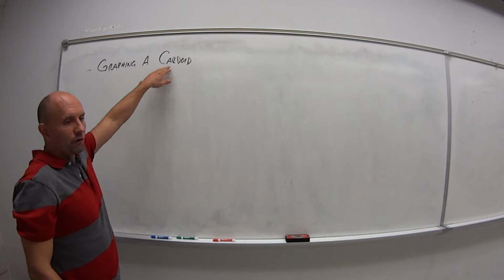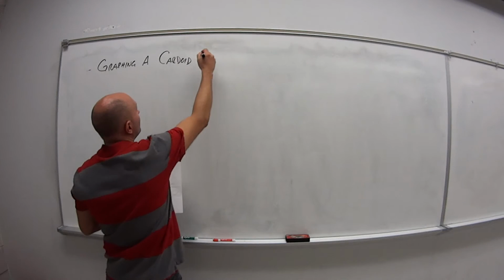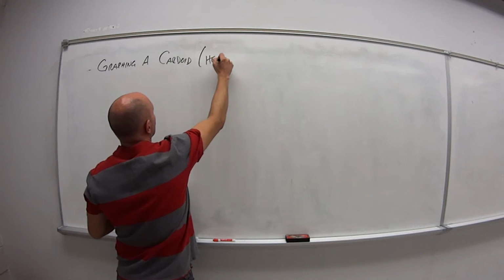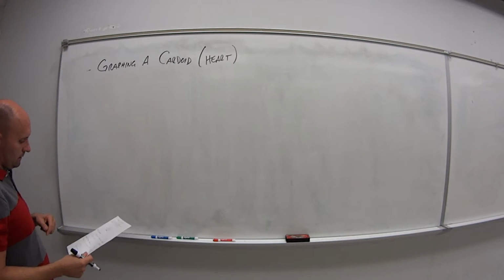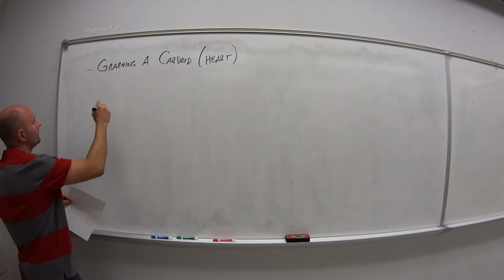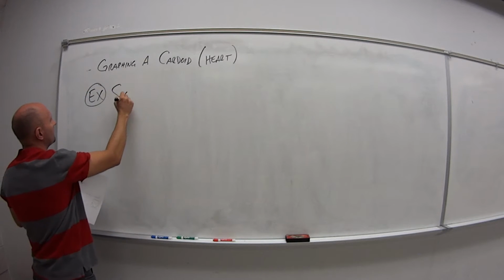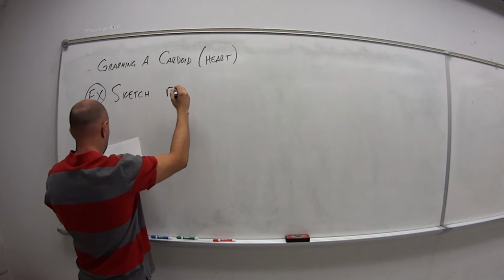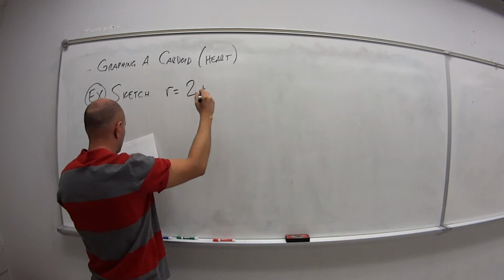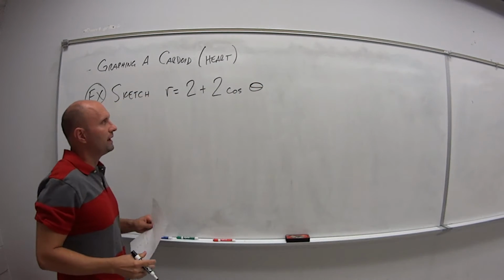So cardioid sounds like what? Cardiac, which is what? It's a heart. That's what we're going to be graphing here. A heart. So, let's look at the following example. Let's say we want to sketch r is equal to 2 plus 2 cosine of theta.